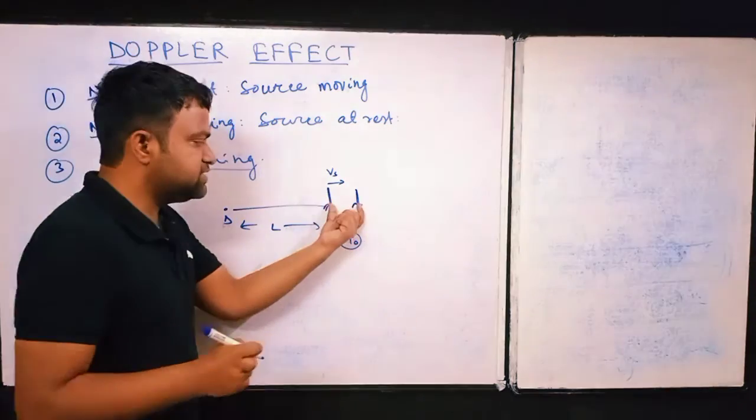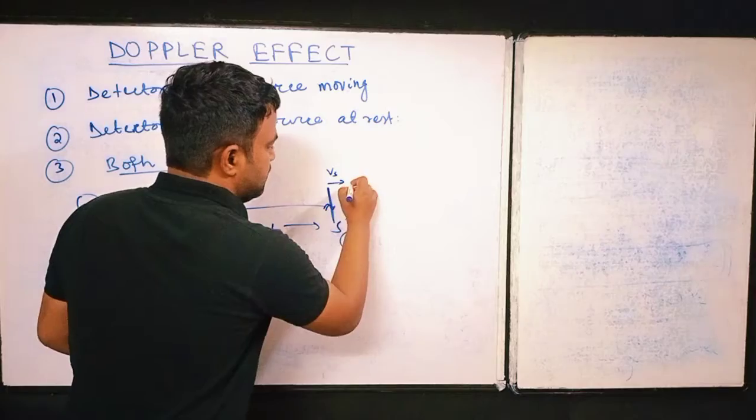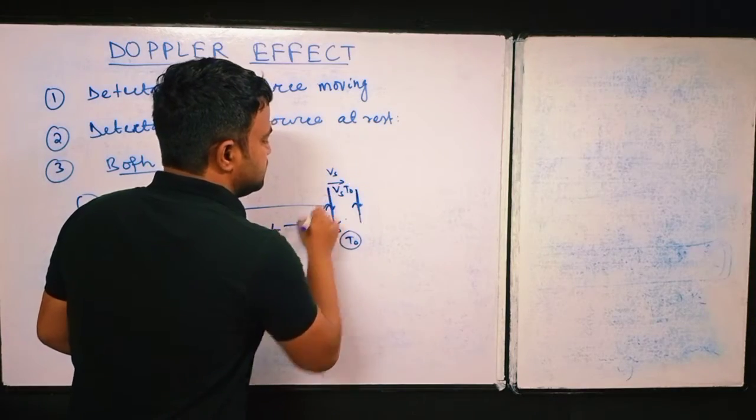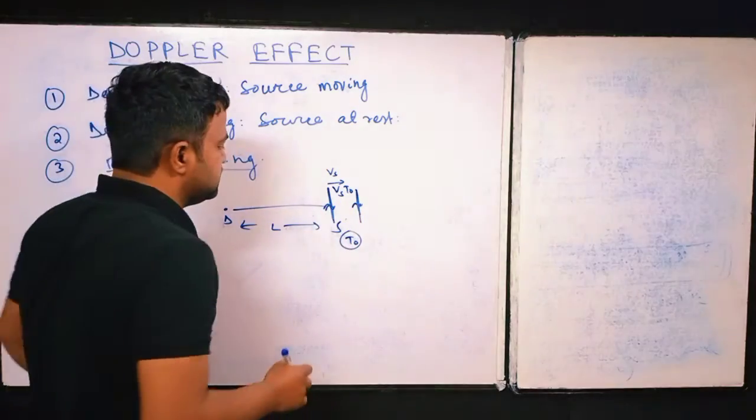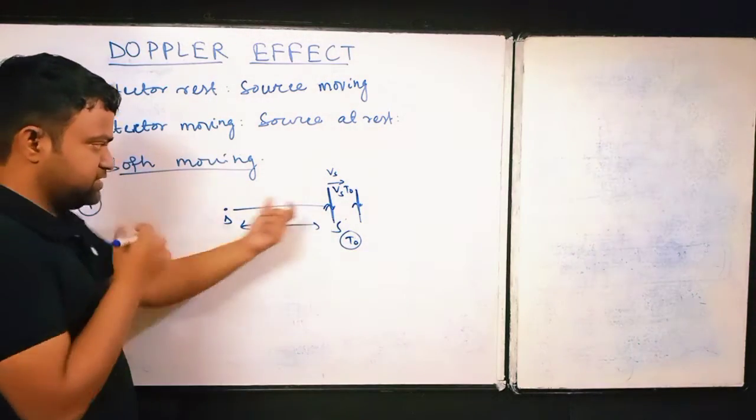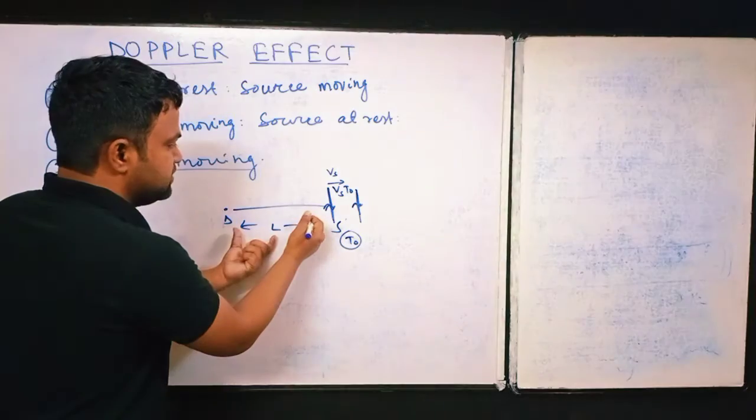So what will be the distance? The distance will be Vs T0. How much distance will it cover in this time period T0? Vs T0 will be the distance it covers. Now the initial distance is L.